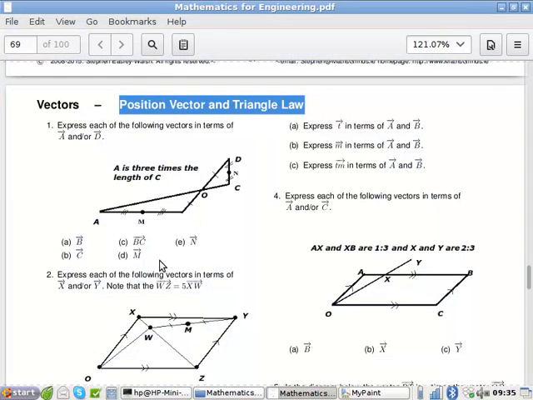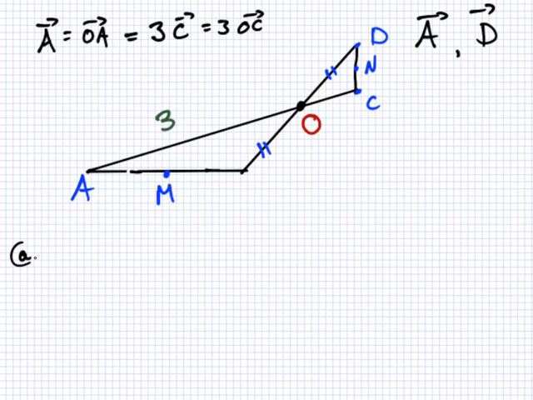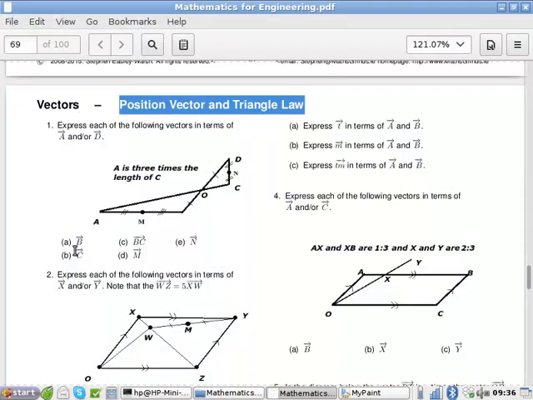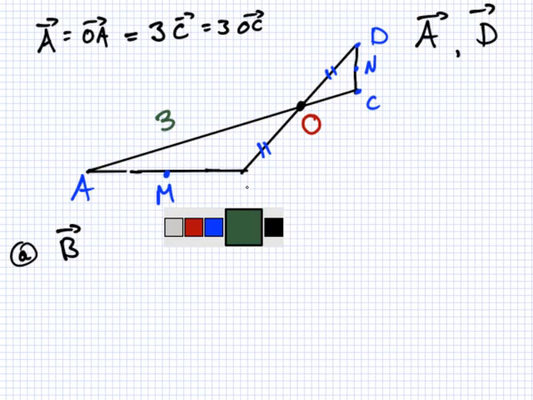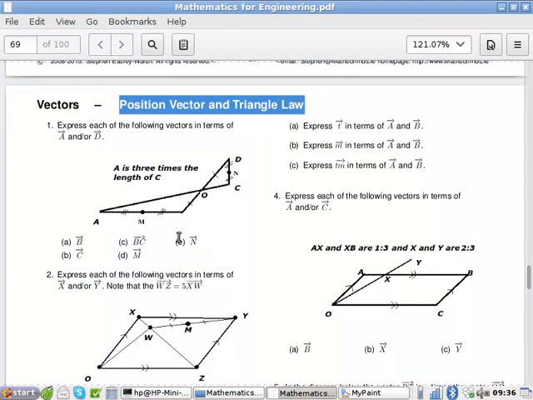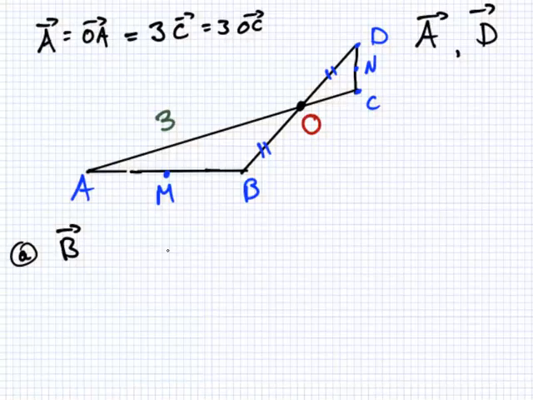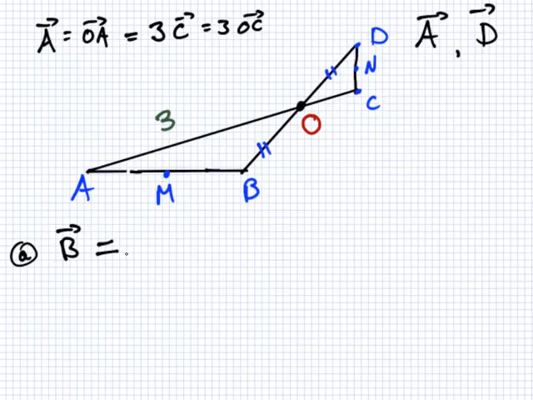Right, so the first one is B. Okay, so B. Where is B? Oh, it must have been here. It got cut off. I don't know how that happened. So B must be there. There's no other points left. So B, I'll have to fix that later. B, that is the same as OB.